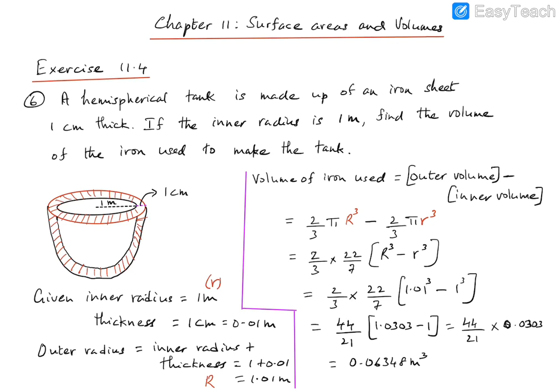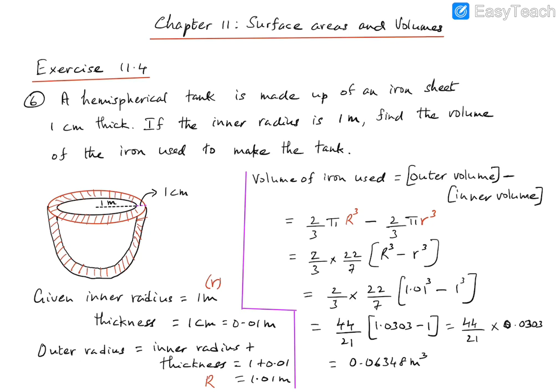Because it's a hemisphere, we have used the formula for the volume of the hemisphere, which is 2 by 3 pi r cube. For the outer volume we use the outer radius, and for the inner volume we use the inner radius, which we have denoted by different letters and substituted the appropriate values. The outer radius, which we denoted as capital R, has a value of 1.01 meter, and the inner radius, small r, has a value of 1 meter. We substitute that in the formula for the volumes and simplify the expression, and we get our answer for the volume of the iron used to make the hemispherical tank.